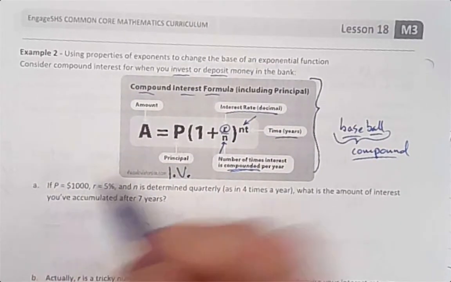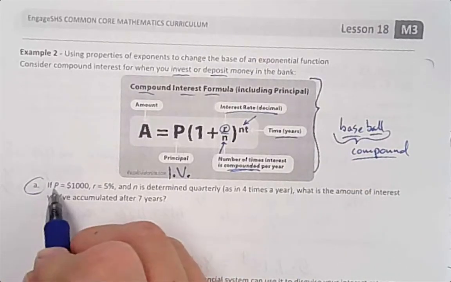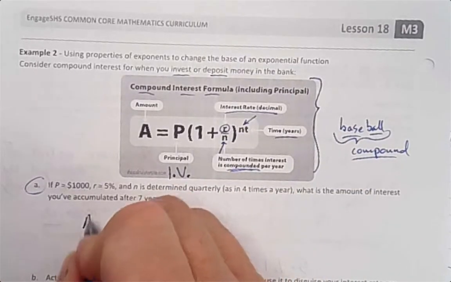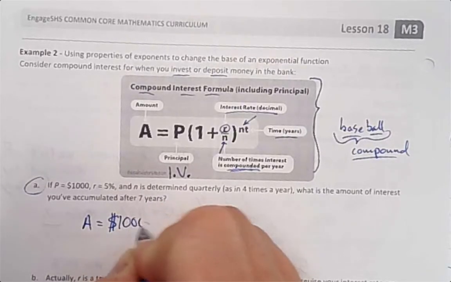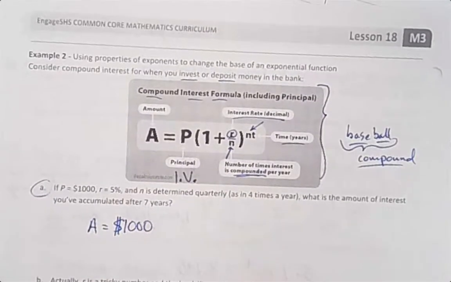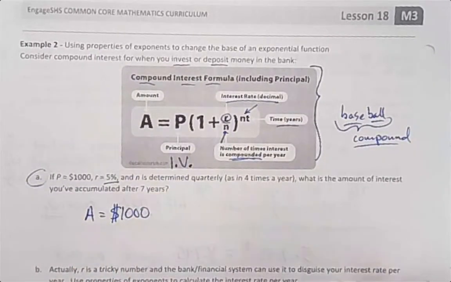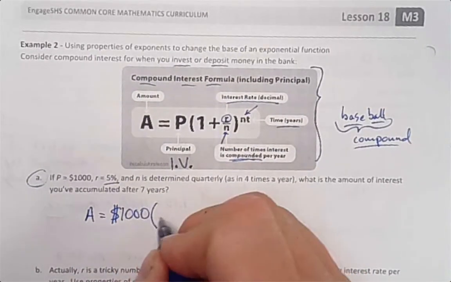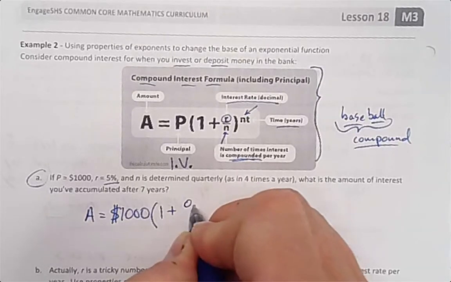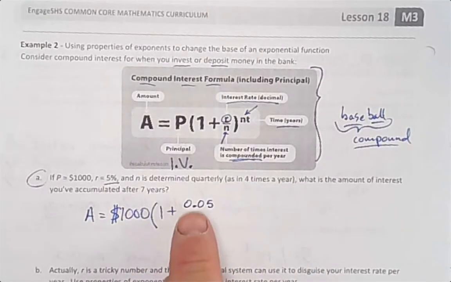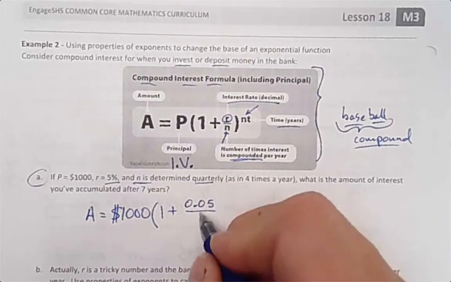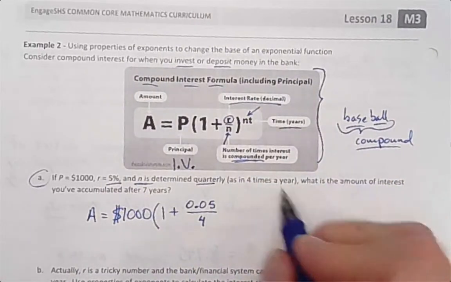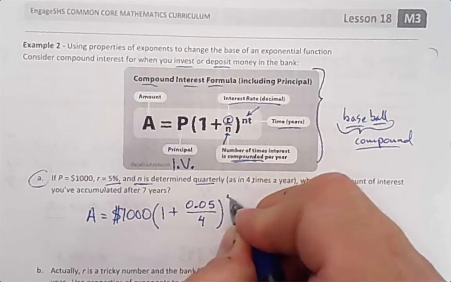Okay, so using the formula, part A, if P equals $1,000, so A equals replacing P with 1,000. The notation here I'll drop in a minute. R, it's written as a percentage because that's how they write them down for you, but we're going to write it as a decimal. 5% is 0.05. N is determined quarterly, pretty much standard procedure for a bank. They're going to give you a quarterly interest rate. So we're going to make N be 4, so 4 up there.